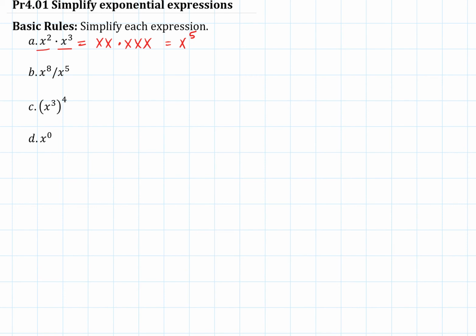What about the quotient rule? If you're dividing x to the 8th by x to the 5th, well, you've got a whole bunch of x over x, which all reduce to 1. So you end up with only 3 x's remaining. So this is x cubed. So the quotient rule tells us to divide the same base, you end up subtracting the exponents.